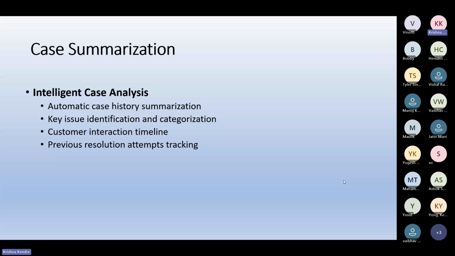Then the customer interaction timeline. Every interaction with the customer is organized in a timeline view. This includes emails, calls, and messages, providing a clear picture of the customer journey for more personalized and effective service. Then previous resolution attempts tracking: the system tracks all the previous solutions tried for the customer's case. So this prevents redundancy, helps avoid repeating failed approaches, and enables agents to build on what has been tried previously.